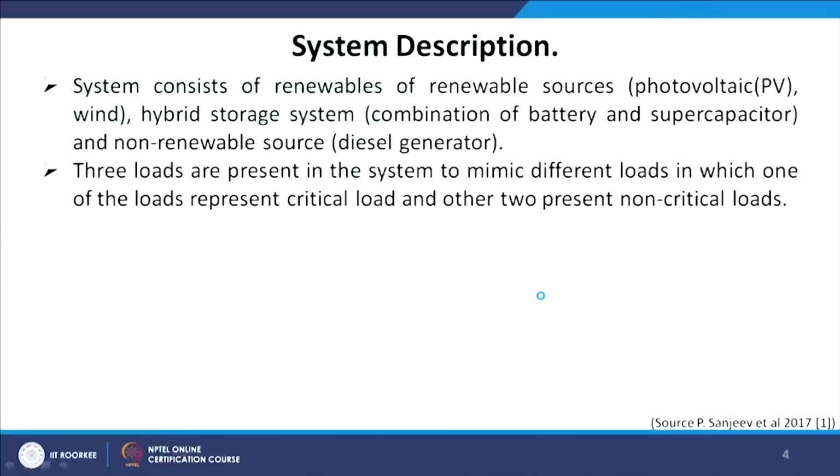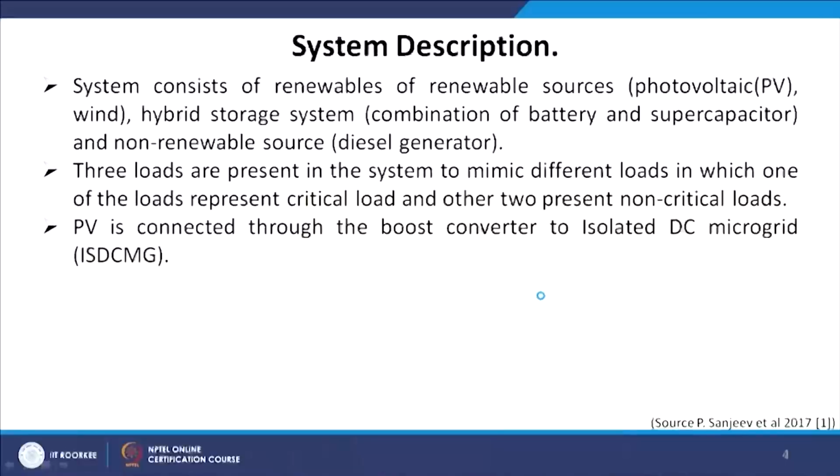3 loads are considered in the simulation, where 2 of them are considered to be non-critical and one of them considered to be critical. Means under no circumstances can this load be taken out or compromised, whereas the 2 non-critical loads can be compromised if my renewable energy sources and diesel generator are not able to meet those.